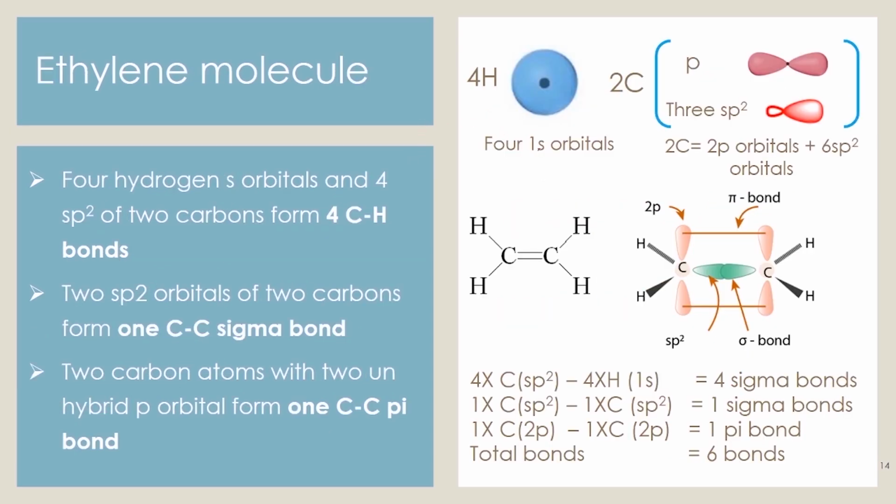Let's look at the ethylene molecule. It has 2 carbon atoms that are sp2 hybridized. The 2 carbons form 4 sigma bonds with 4 1s hydrogen atoms due to the overlap of 4 of the sp2 orbitals of the 2 carbon atoms and 4 of the 1s hydrogen orbitals. The 2 remaining sp2 orbitals of the 2 carbon atoms overlap, forming the carbon-carbon sigma bond, and the 2 unhybridized 2p orbitals of the 2 carbons overlap to form the carbon-carbon pi bond. By that we have a total of 6 bonds.